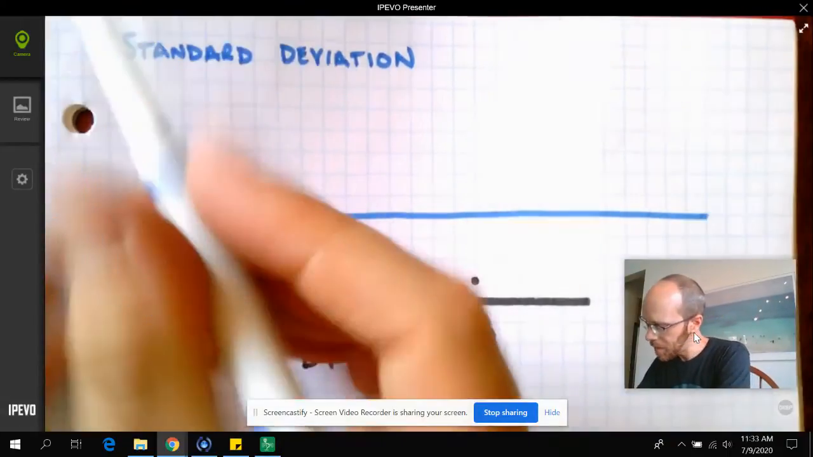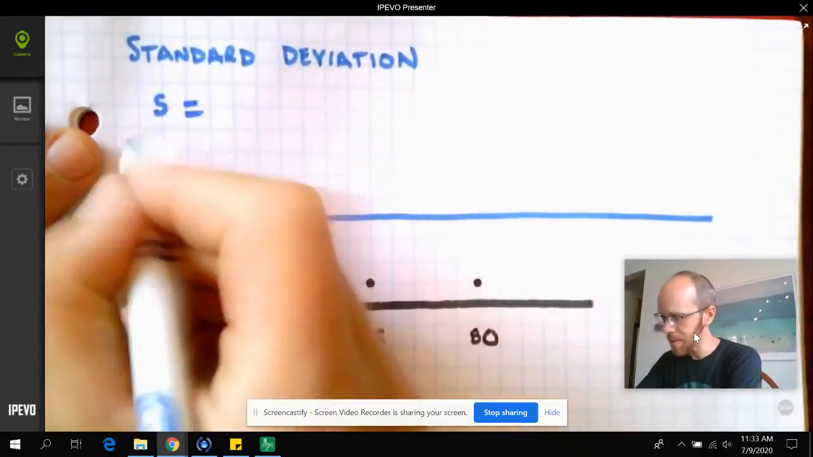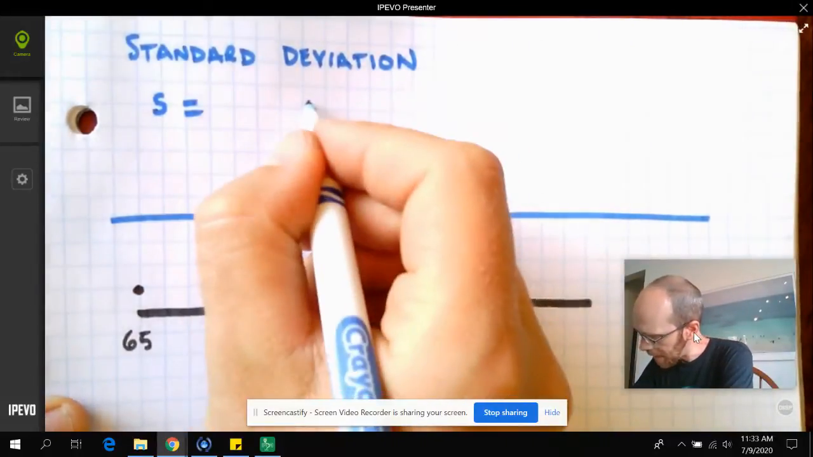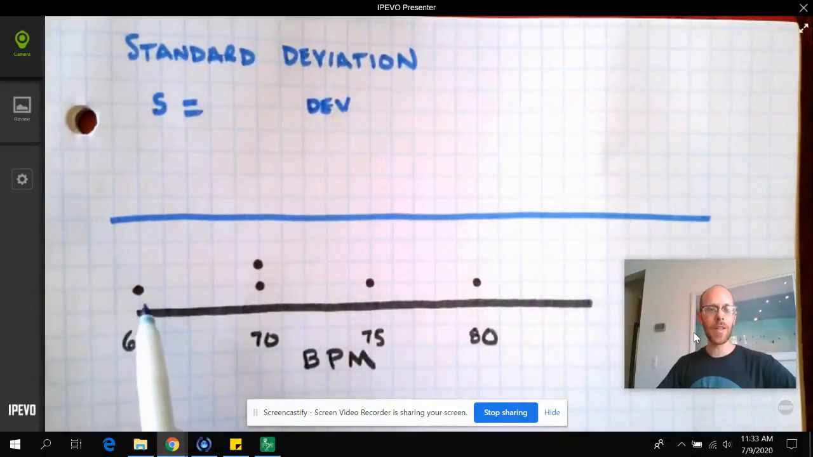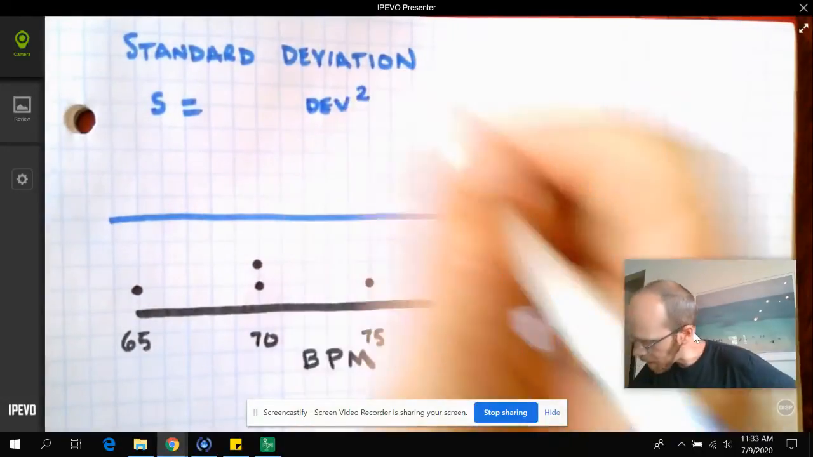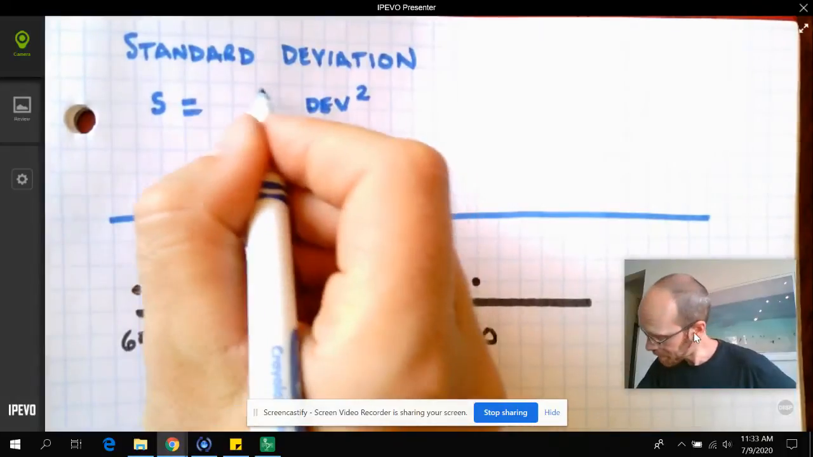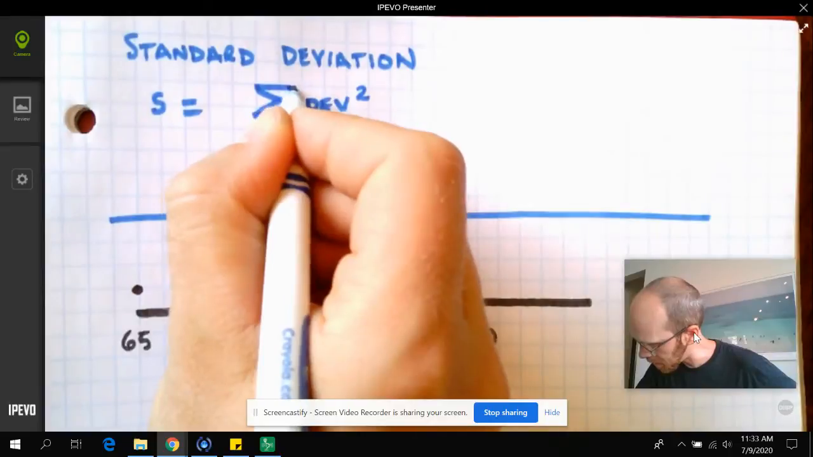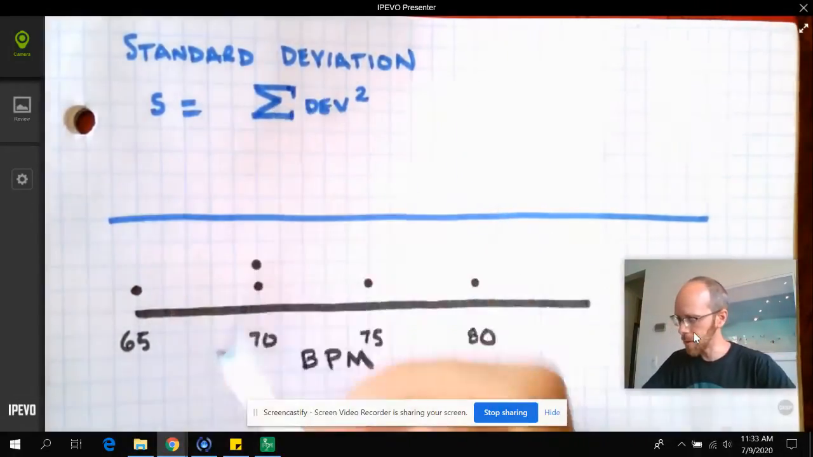So the way the standard deviation works is like this. We use S as the symbol to represent standard deviation, and what we do is this. We take each of the deviations. So we're going to calculate the deviation for all 5 of these values. And then we're going to square them. Squaring makes them all positive. And then we're going to add them up. And the symbol that we use for adding things up in statistics, in fact, in everything mathematical, is sigma.